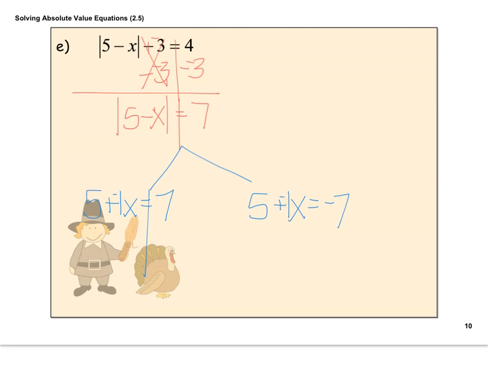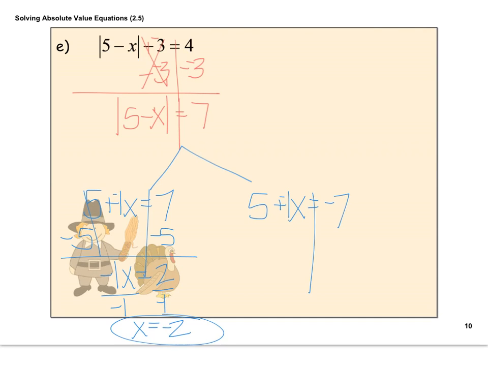So we have to get rid of this 5. So we're going to minus 5 on both sides. So we're left with negative 1x equals 7 minus 5 is 2. Dividing by negative 1. So x equals negative 2 for one of our solutions.